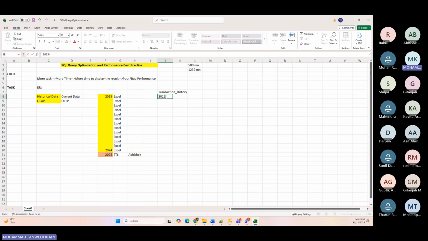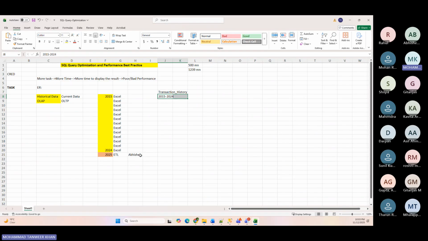So 2015 to 2024, all the data will be present in this transaction_history. Now Abhishek will tell my team, or myself, that he has loaded all this data. Then I will ask the ETL tester to please validate whether all the data is correct or not, and the testing team will do the testing. Then I will ask the business analysts.